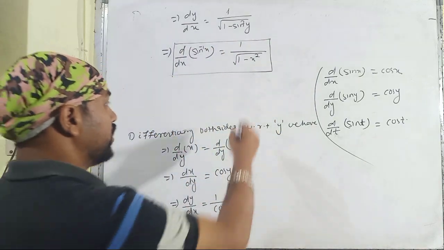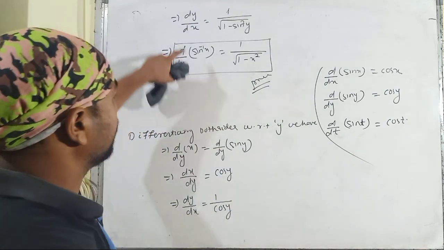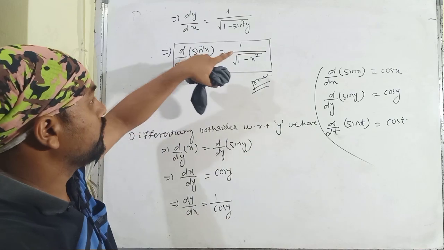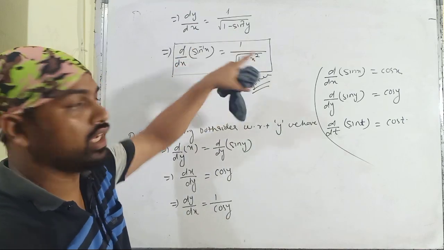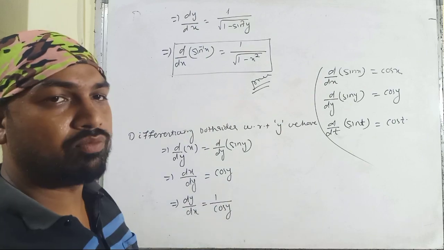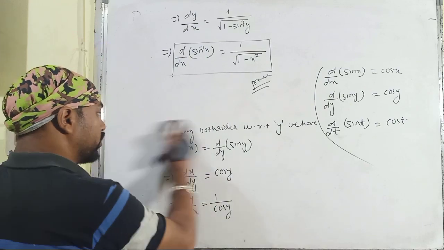So here it is the proof. We have considered sine inverse x in place of y, and we have taken sine y as x here. So here it is the proof of the differentiation of sine inverse x with respect to x only. Then let us go through the second proof.